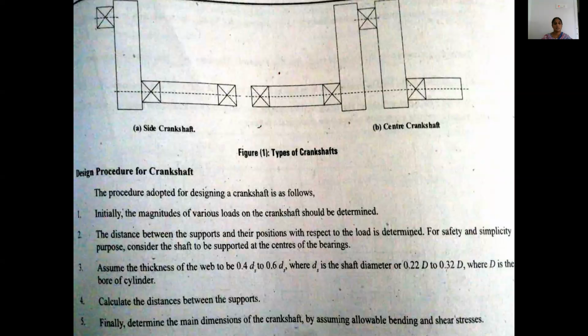Finally, determine the main dimensions of the crankshaft by checking the allowable bending and shear stress on the crank pin. This is the design procedure of the crankshaft. The procedure adopted for designing a crankshaft is as follows. First, initially the magnitude of the load on the crankshaft should be determined. The distance between the support and the position with respect to the load is determined.